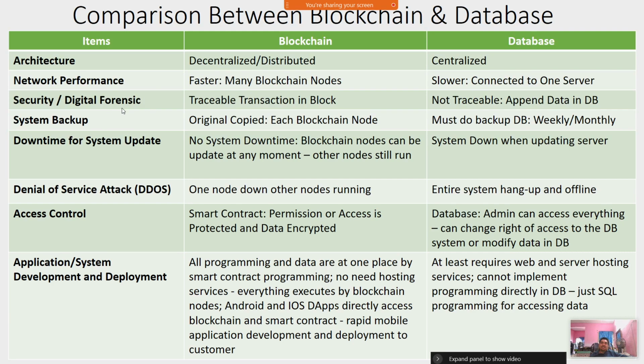Security and digital forensics. Of course, all the transactions in the block are traceable. Even though you update the state, let's say you write a transaction at block number 100, and then at block 200 you change some variable value, the record is still there. If you go to block 100, the original data is still there, but when you go to block 200, the updated data is there. So you can go around to whichever snapshot you want.